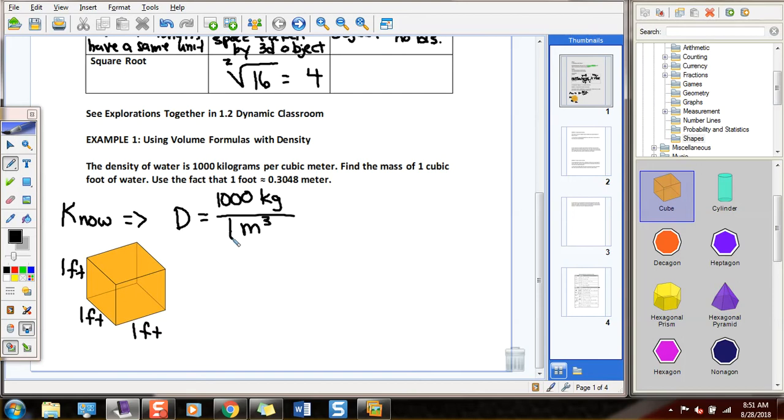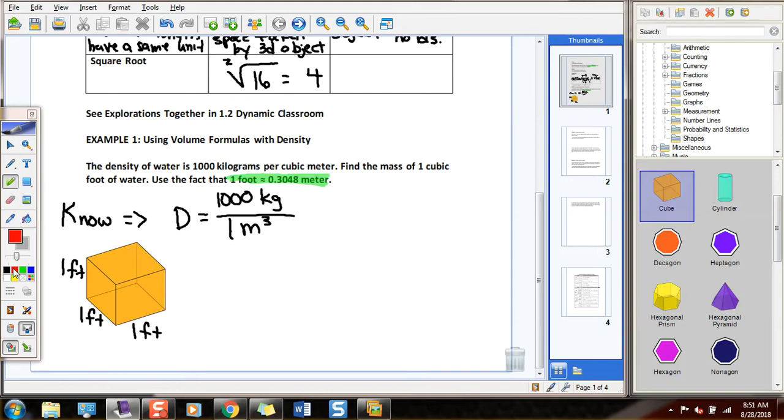We want to know how many kilograms there are in a cubic foot. Now it says right here, use this idea that says, oh, by the way, 1 foot is how much in meters, kids? 0.3048 meters, right? All right, so what we're going to do here is this, kids. What I could do with this cubic foot down here is change each foot to how many meters then? 0.3. Exactly.